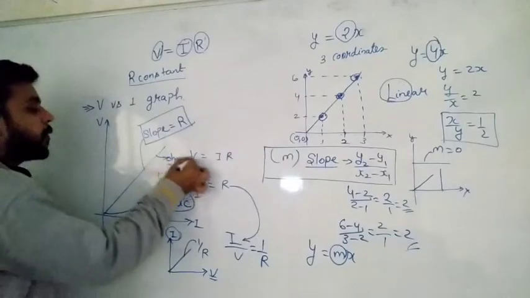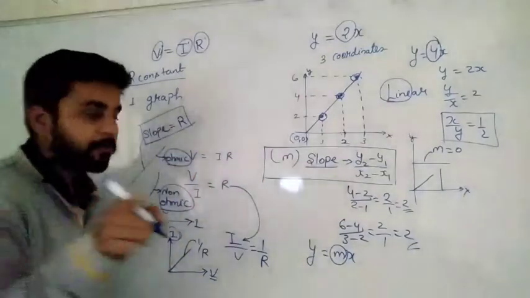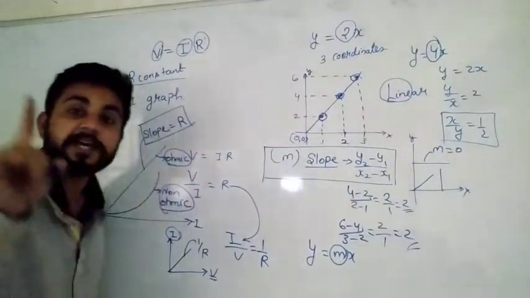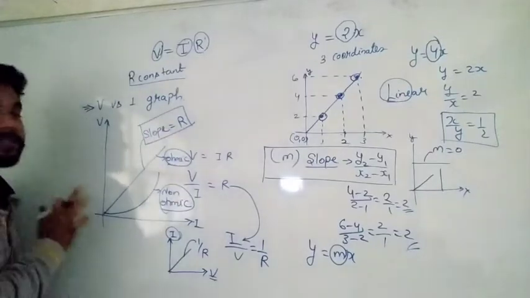What do we mean by an ohmic circuit? Ohmic means when all physical conditions are constant. Non-ohmic means when all physical conditions are not constant. This graph will look like this then.